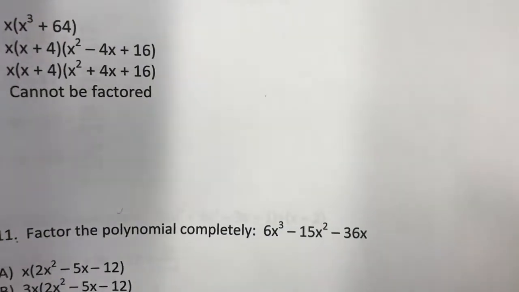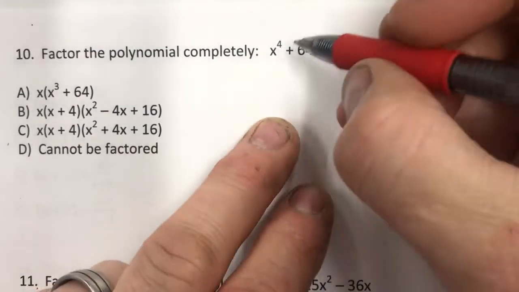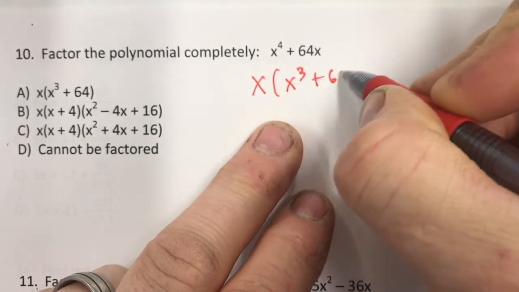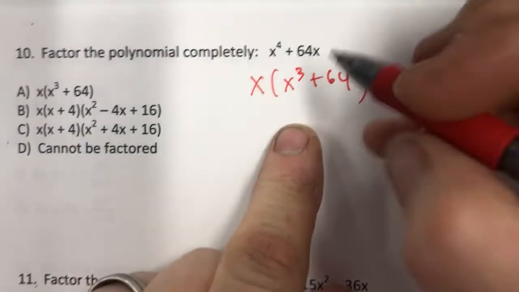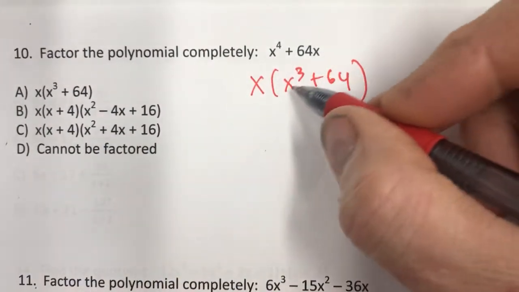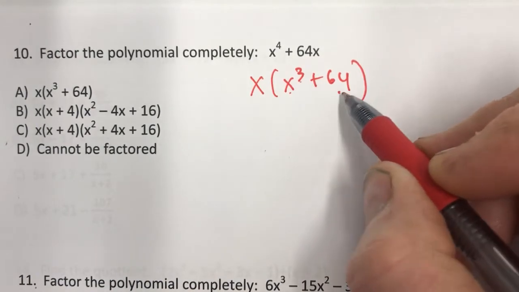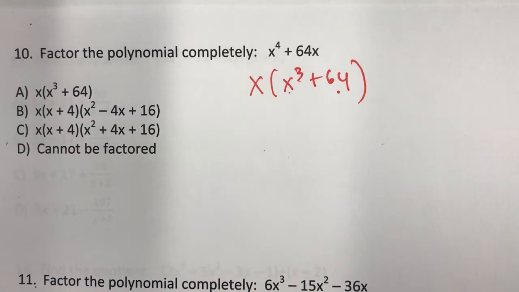Number 10. Okay, factor this completely. All right, if you look, they both have an x, so I can factor that x out. And this is sum of the cubes here. See there? This is x to the third power, and this is 4 to the third power. Okay, if you're not sure, you just do the third power of it to see if it is.